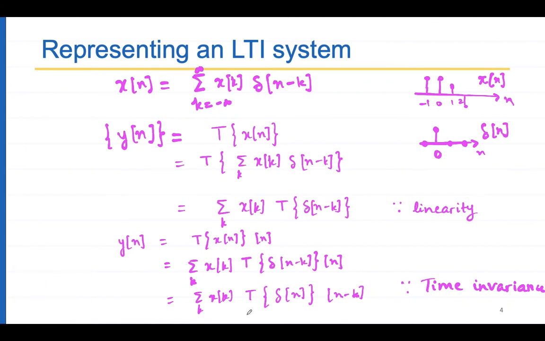Okay, now what is this T of delta n? T of delta n is the response of the system to a unit impulse input. If my input is simply a unit impulse, I just pass a value of 1 at n equal to 0, and everywhere else it is 0. What is the response of my system? I can call it a sequence h, right? So what does it become?